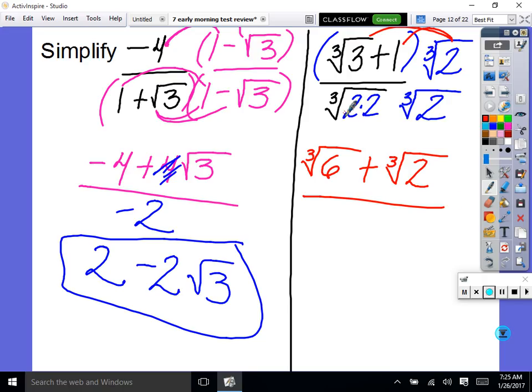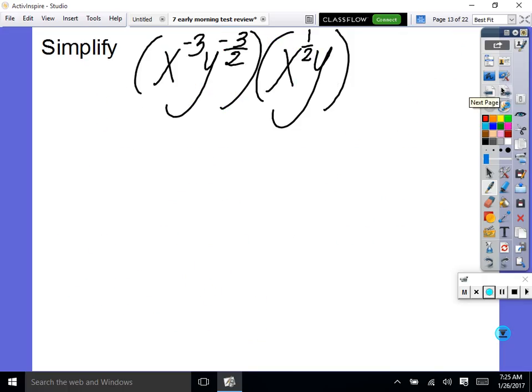Now on bottom, we have the cube root of 2 cubed. 1, 2, 3 2s, right? So root cancels out with power. So we have a 2 on bottom. Okay. Good. Okay, simplify. So this is multiplication, correct?